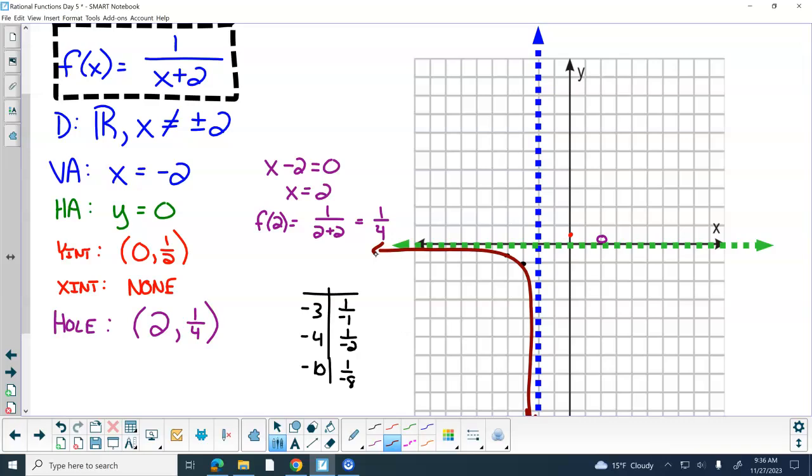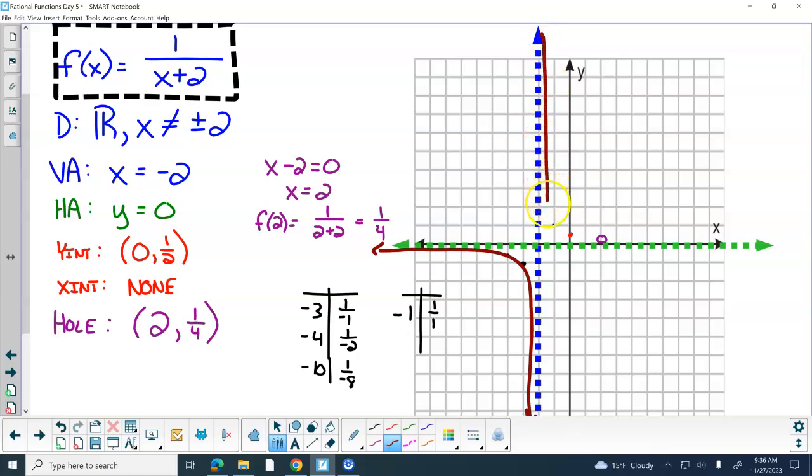That was going to be my next question. Do I need to find more points on the right side? Maybe 1? Like -1? Like what the function is doing at -1? So if I plug in -1, I get 1/1. That puts me right there. Do I need any more? I don't think so. We've got 3, right? So it's going to come in through here.